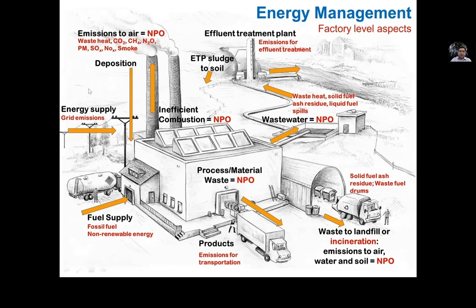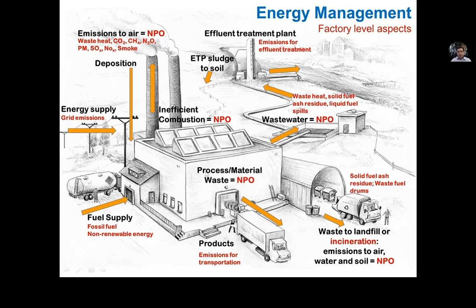If you see on the left hand side, we have energy supply issues, we have fuel supply issues. Inside the factory we have, for example, inefficient combustion, which is resulting in emissions, waste heat, carbon dioxide, methane, nitrous oxide, particulate matter, sulfur oxides, nitrogen oxide, smoke, and all this gets deposited into the soil, which obviously then causes trouble for the community.